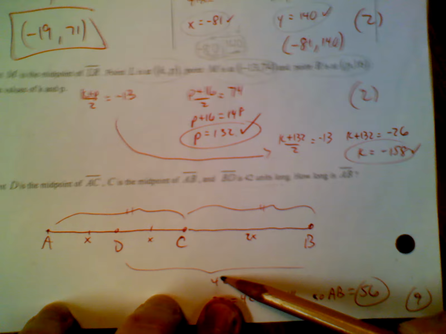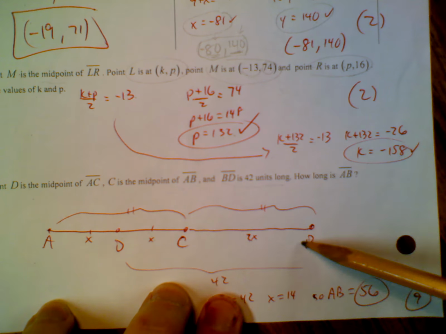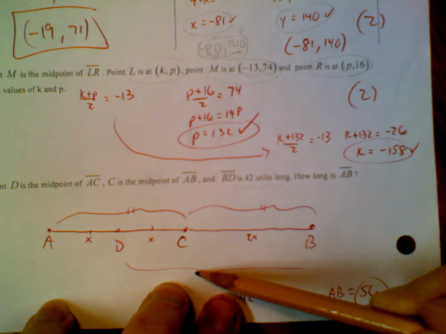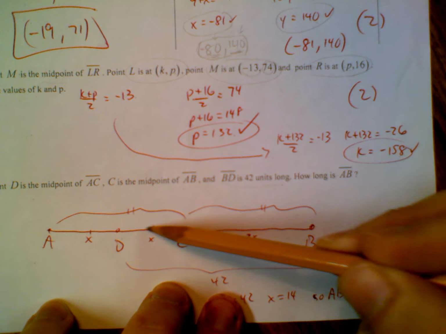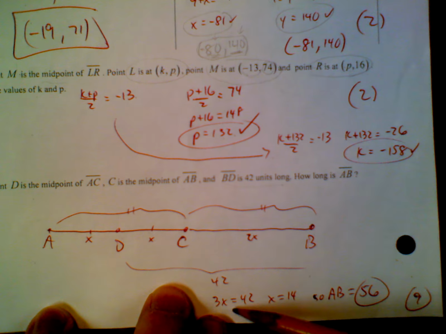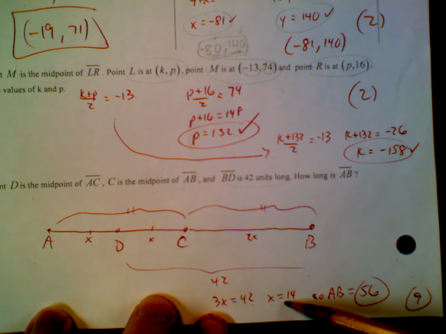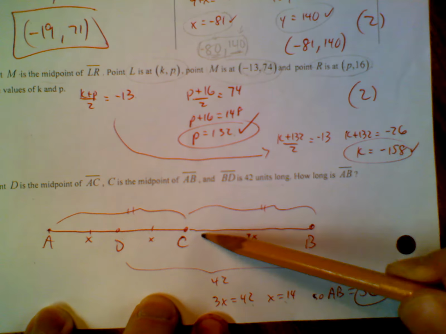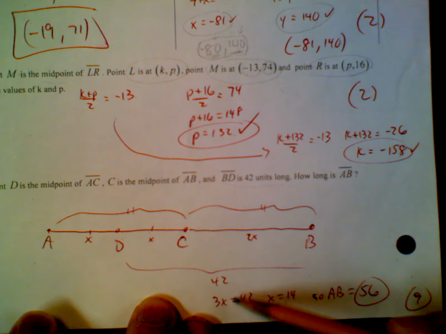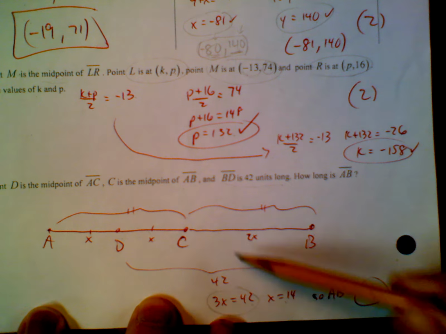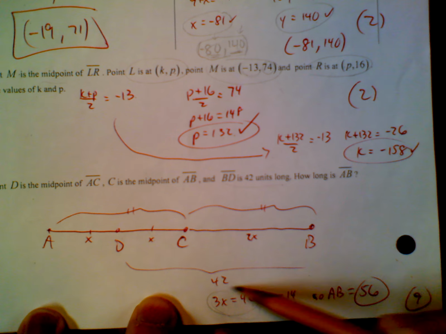Well, it's clear from the way I've done this picture that BD, which is 42 units long, is a total of 3X, this 2X and that 1X. So 3X equals 42, and then X equals 14, and then this is 28, 14, 14, it all adds up to 56. There were people who had this equation written down and did not have a picture that made it clear where this equation was coming from.